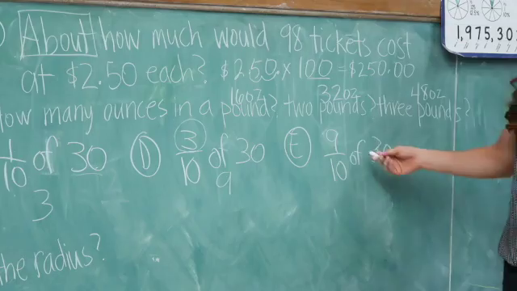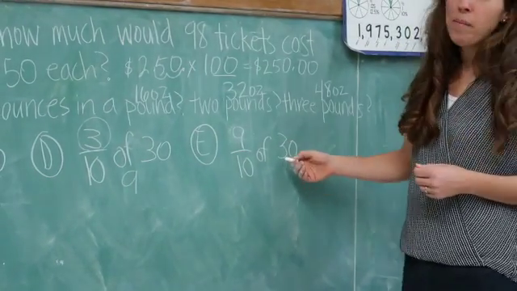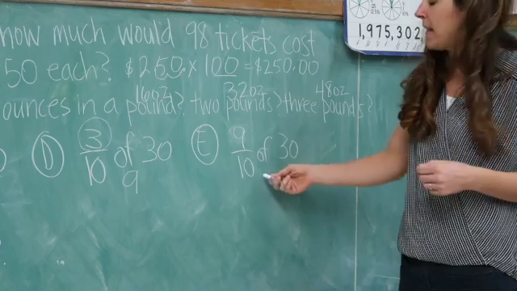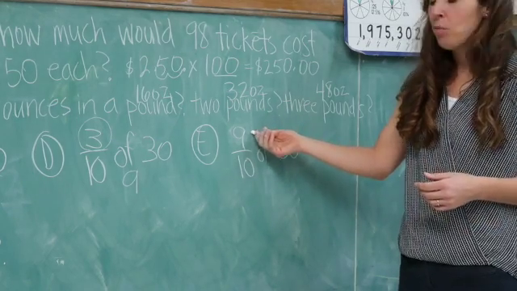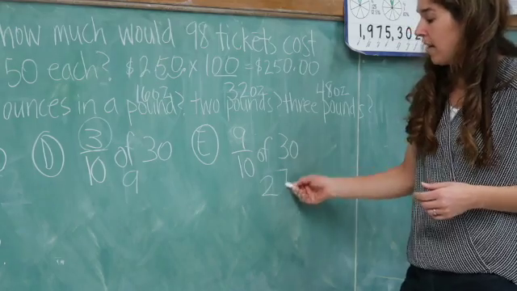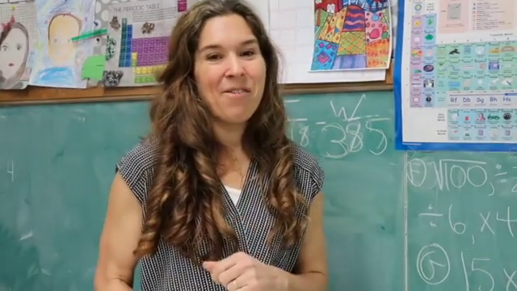And then let's look over here. What is 9/10 of 30? Go about it the same way. 30 divided by 10, which is 3, and multiply that 3 by the numerator, which is 9, which gives us 27. Very good. Let's get mental, everyone.